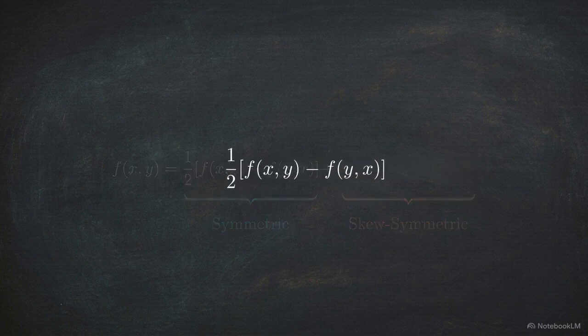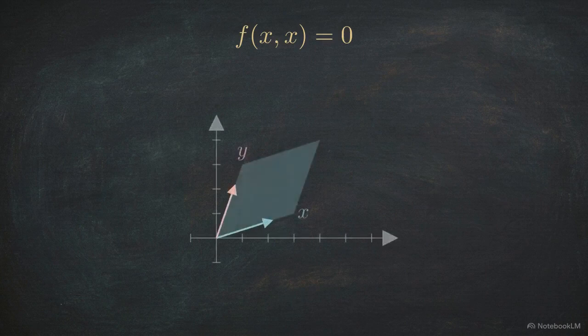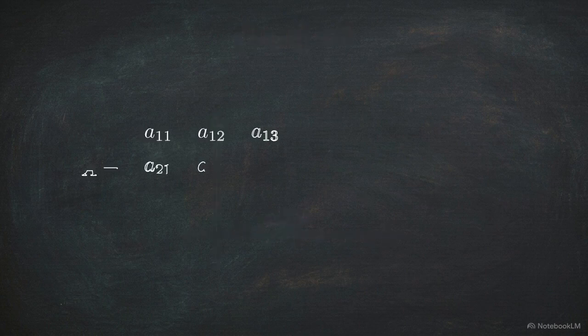We are focusing entirely on the skew. This creates an immediate constraint. If you feed the exact same vector into both slots, the rule says f(x,x) must equal negative f(x,x). The only number that equals its own negative is 0. Evaluated against itself, a vector produces zero area, or zero projection.